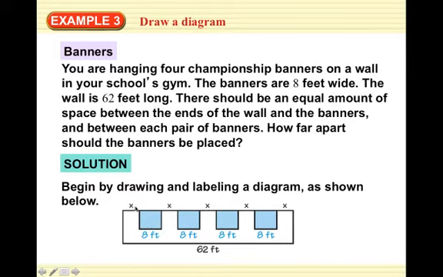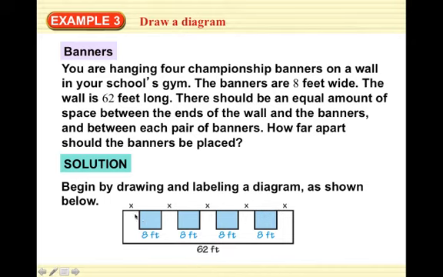Now, however much space we're going to put between the banners, you need that between the wall and the first banner, so that's our first X here. And then it needs to be the same amount of space between any 2 banners. So between banner 1 and 2, we have X. Between banner 2 and 3, we have X. Between banner 3 and 4, we have X. And then between banner 4 and the wall, we have X feet.